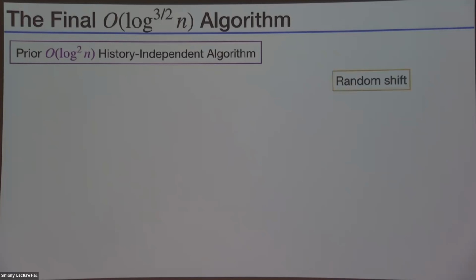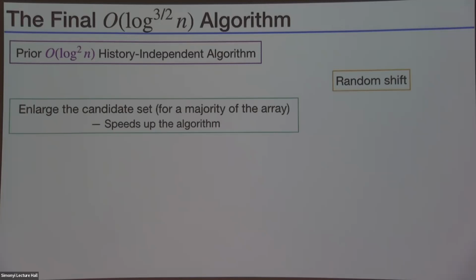And then we're combining this with the random shift, and we're combining this with the idea of enlarging the candidate set size of the pivot. In the original history independent algorithm it was a 1/log n fraction of the elements in the interval, and now we're increasing it to a 1/√log n fraction of the elements, just like we did before. This speeds up the algorithm because the pivot is going to move out of the candidate set less often. We have to rebuild less often.